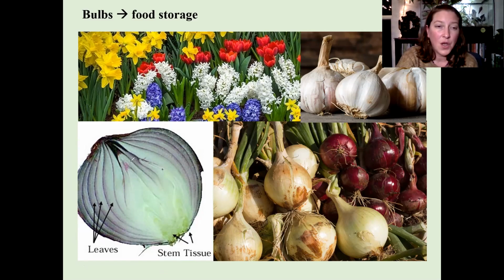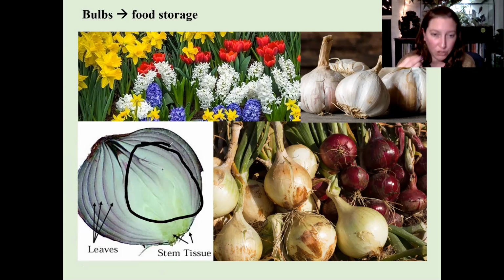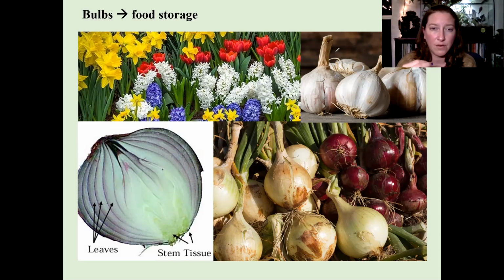And this is a way that the plant stores food for itself. When you eat an onion, there's lots and lots of plant sugars in there. Same with garlic and other compounds as well, which give it that flavor.